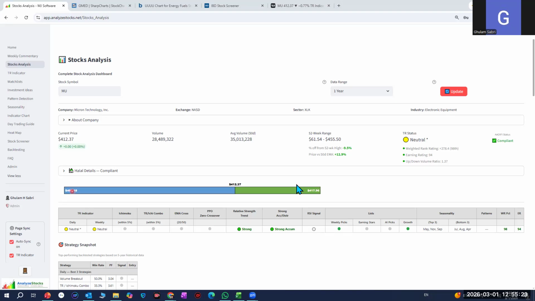So it gives you a price range. The price moved from this point to this point. This was a daily range, and it ended here. That was all about it.